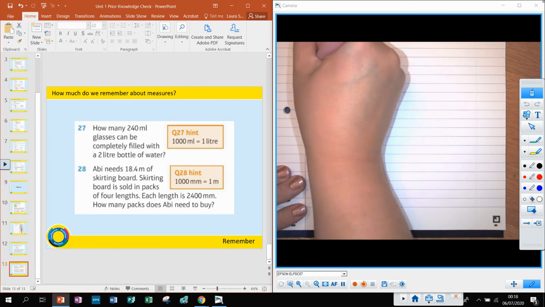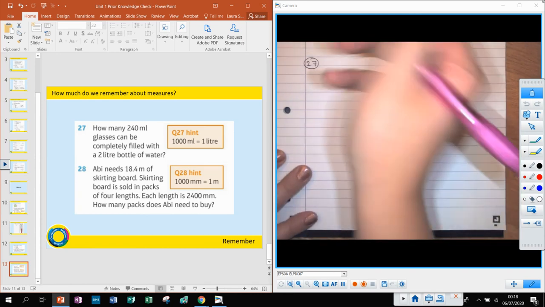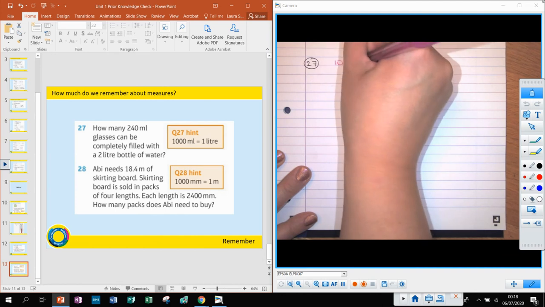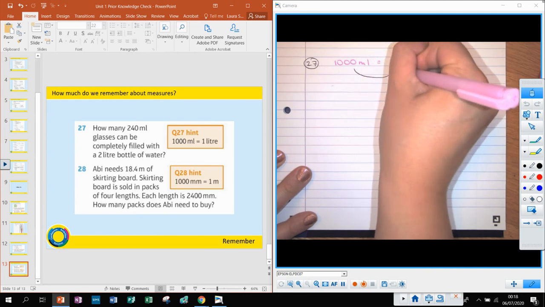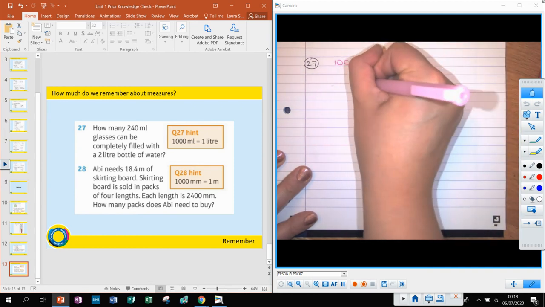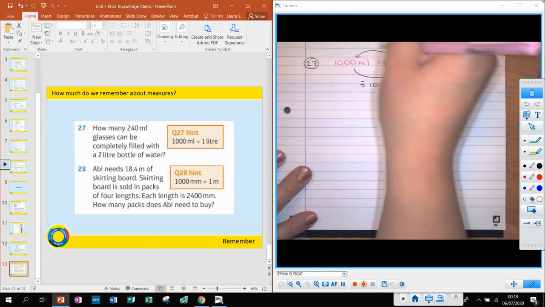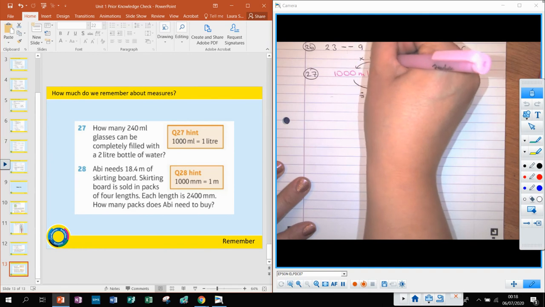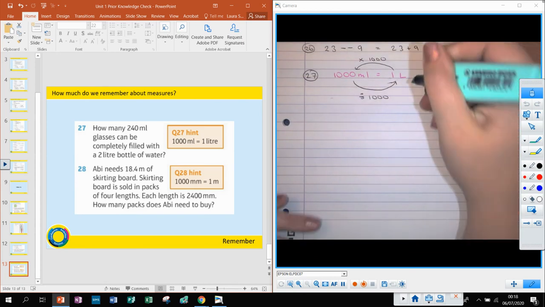Okay, well done. Let's look at question 27. It says, how many 240 milliliter glasses can be completely filled with a 2-liter bottle of water? Let's pause for a moment and write down our conversion. So we have 1,000 milliliters is equal to 1 liter. If I want to go from milliliters to liters, the number will be getting smaller, so I am dividing by 1,000. And if I want to go from liters to milliliters, the number gets bigger, so I would be multiplying by 1,000. Can you take a moment to write that in your notes, because that is very important.